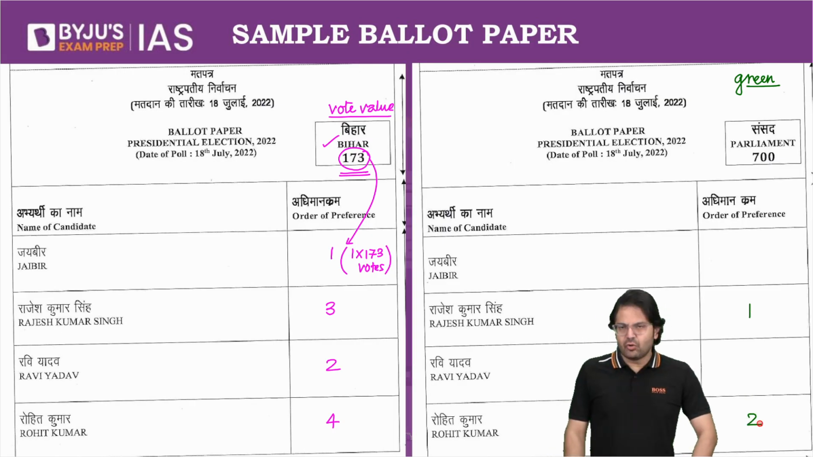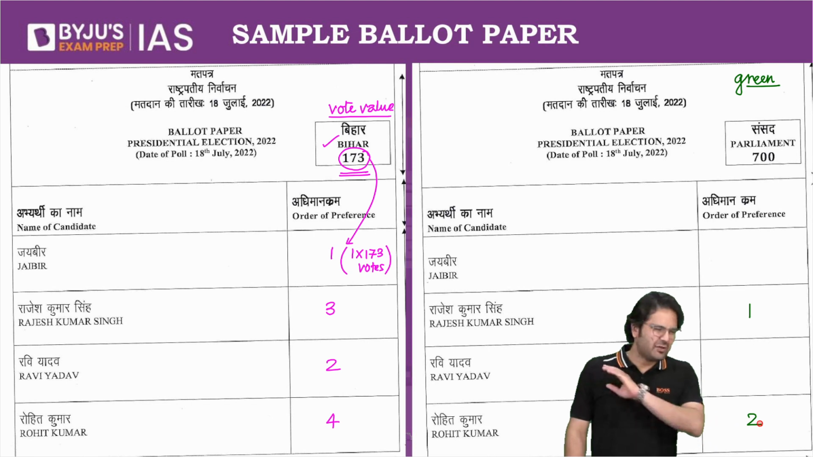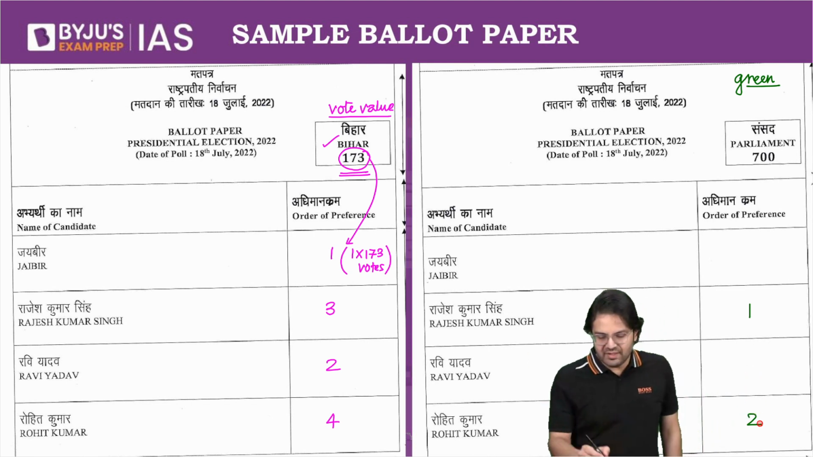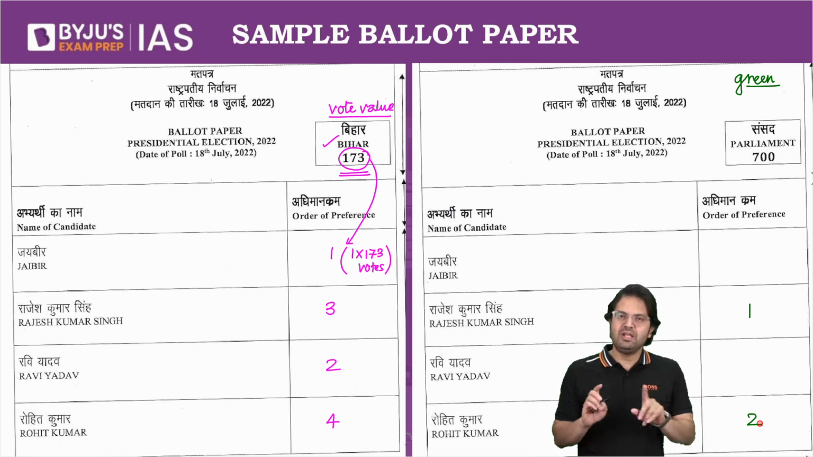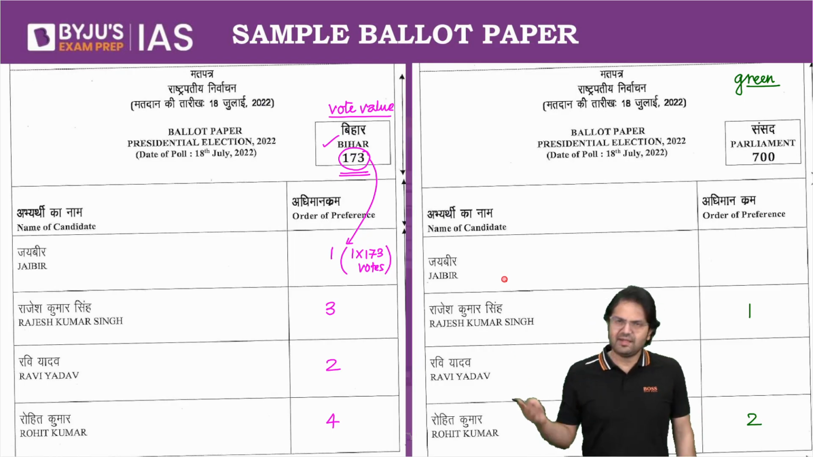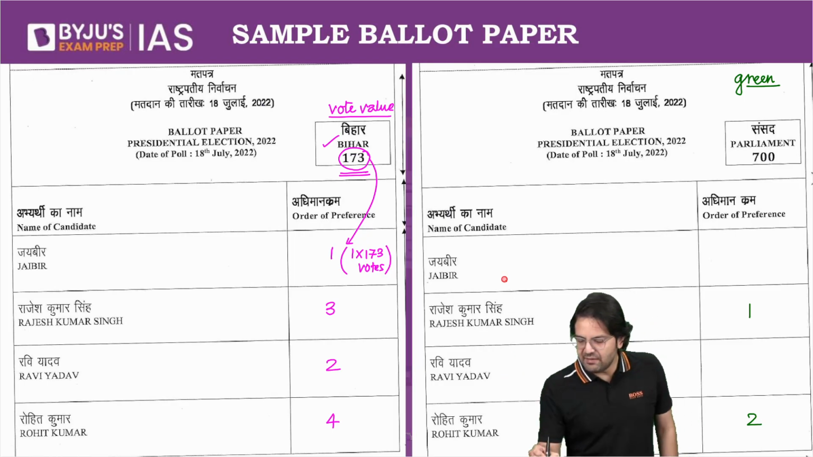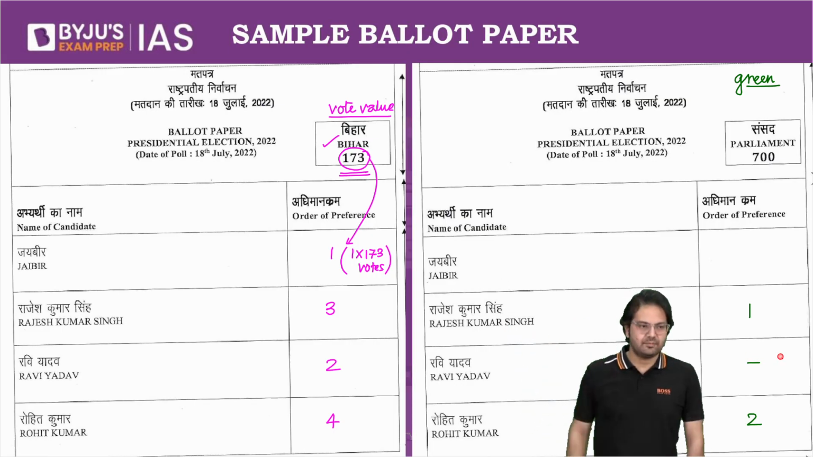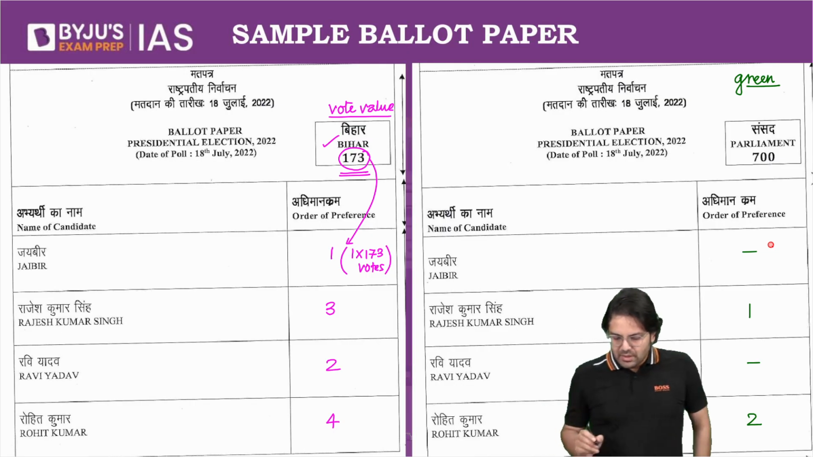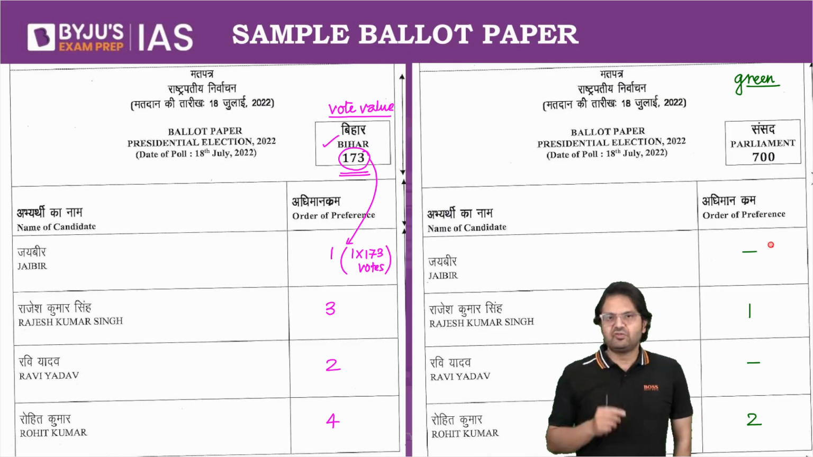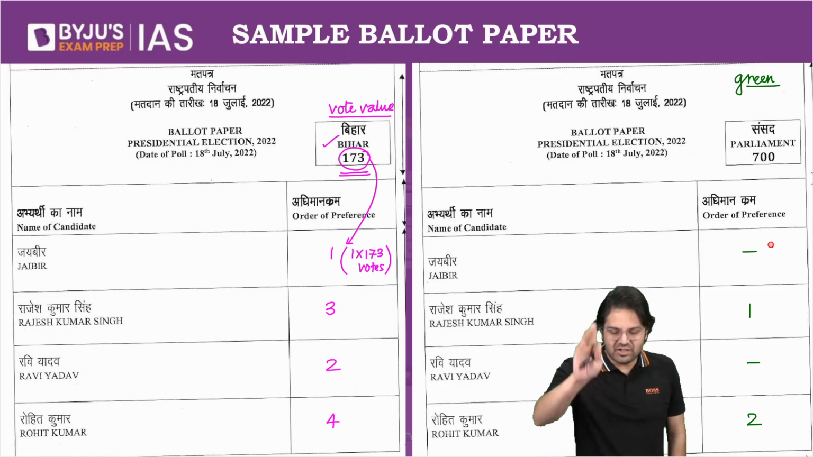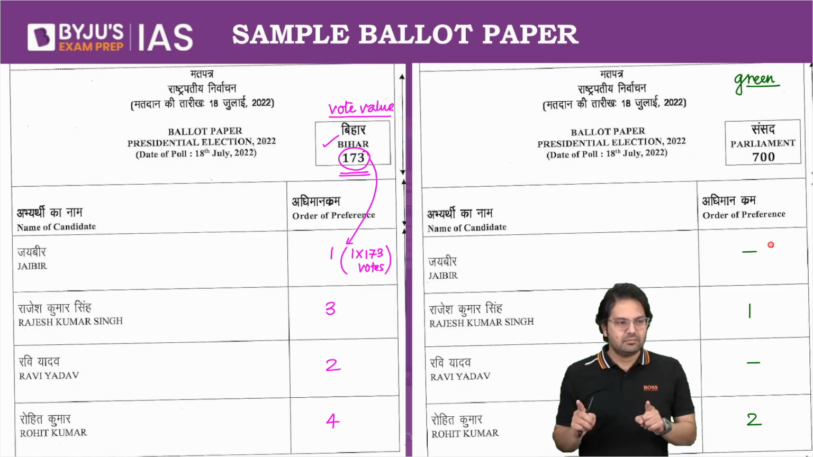If Rajesh or Rohit don't become presidents, I say I don't care. I have no interest in Ravi Yadav or Jaibir becoming the president. So I only mark two preferences. First choice, second choice. That's it. I leave the columns blank. Don't mark anything. Now, please understand. As an MP, my first choice was Rajesh Kumar Singh. So basically, I have cast my vote in favor of Rajesh Kumar Singh. Are we all clear? Lakshmi included.